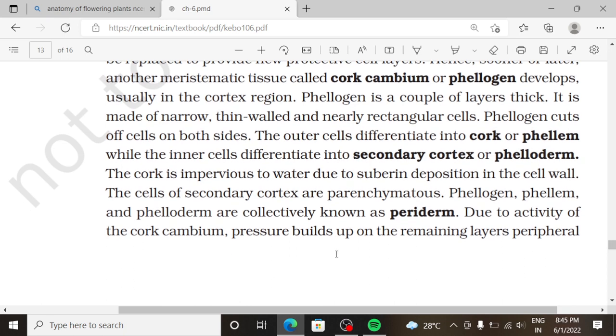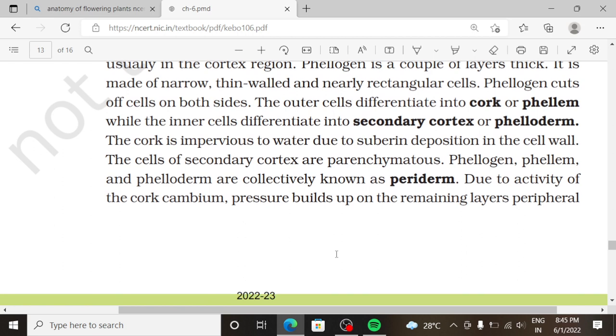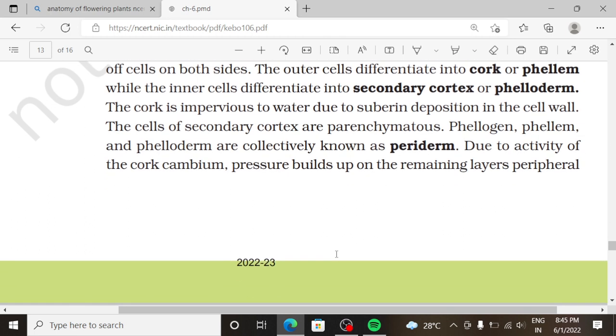Phellogen cuts off cells on both sides. The outer cells differentiate into cork or phellem, while the inner cells differentiate into secondary cortex or phelloderm. The cork is impervious to water due to suberin deposition in the cell wall. The cells of secondary cortex are parenchymatous. Phellem, phellogen and phelloderm are collectively known as periderm.